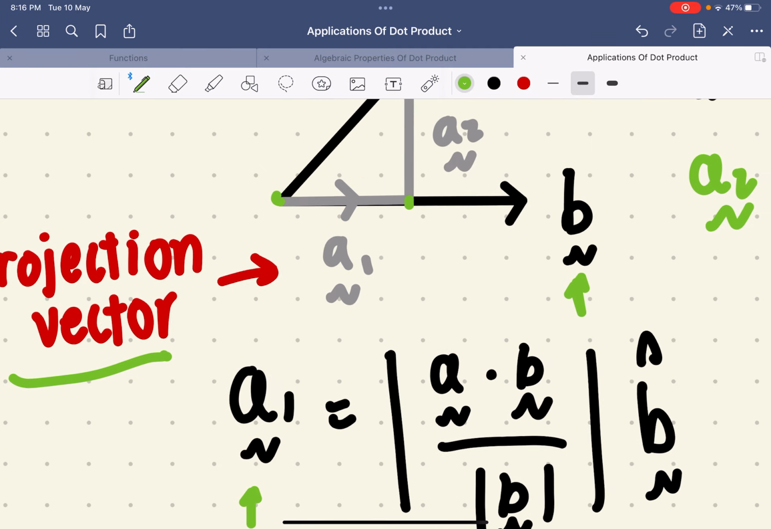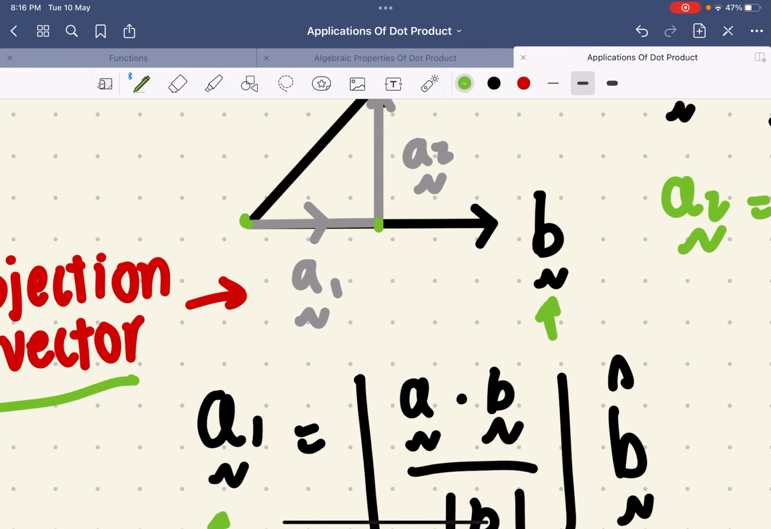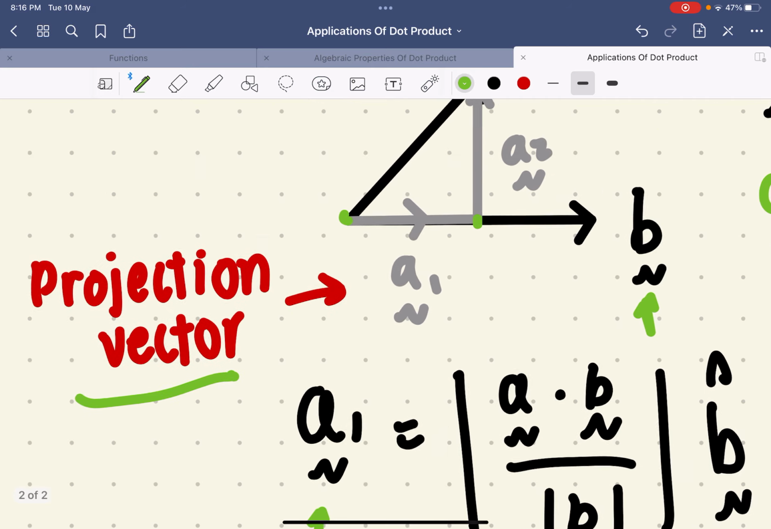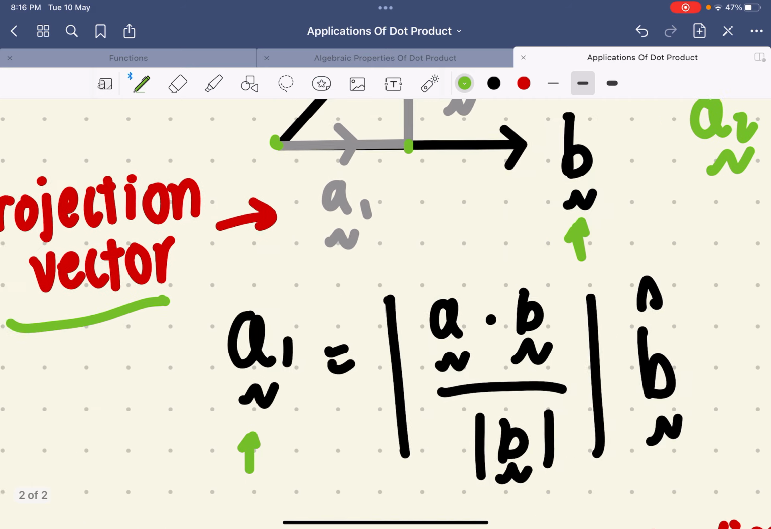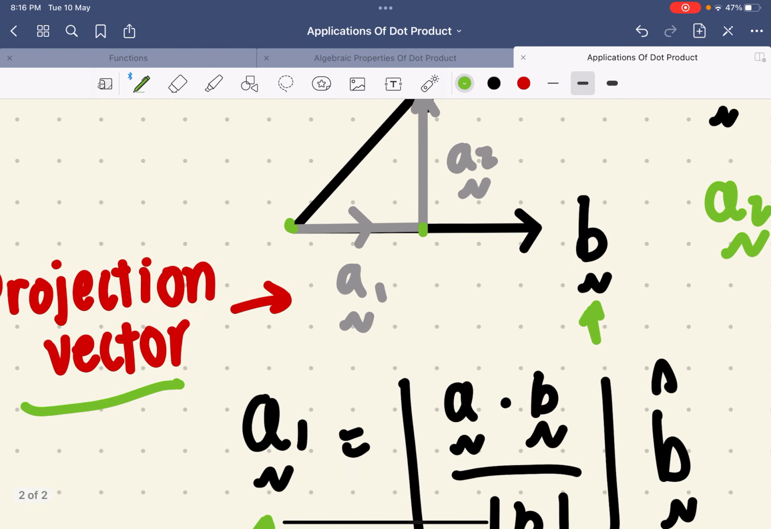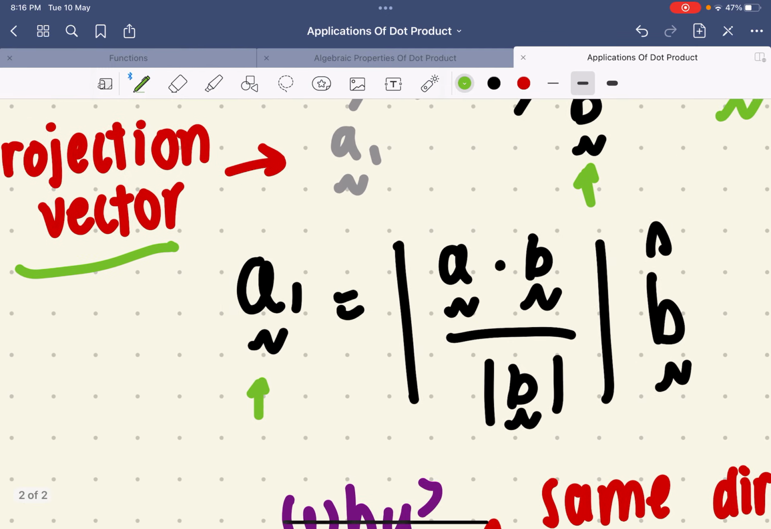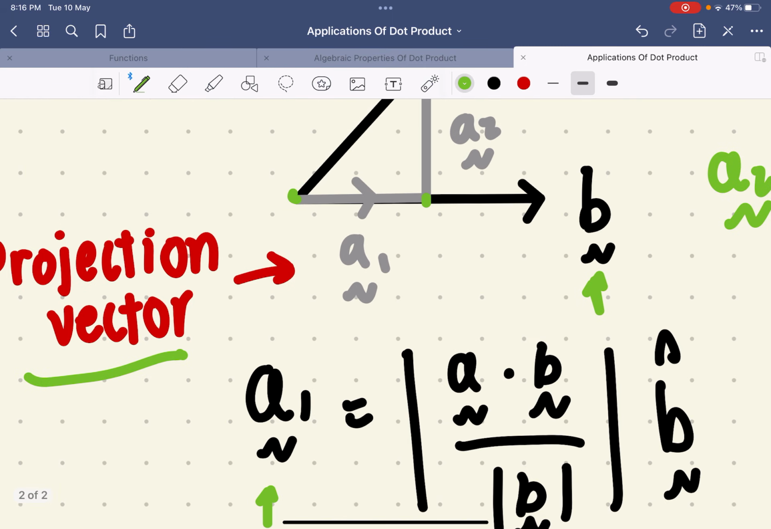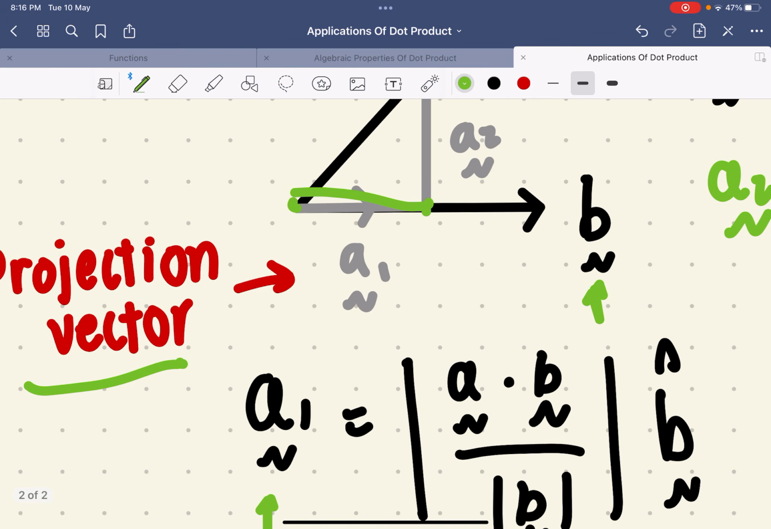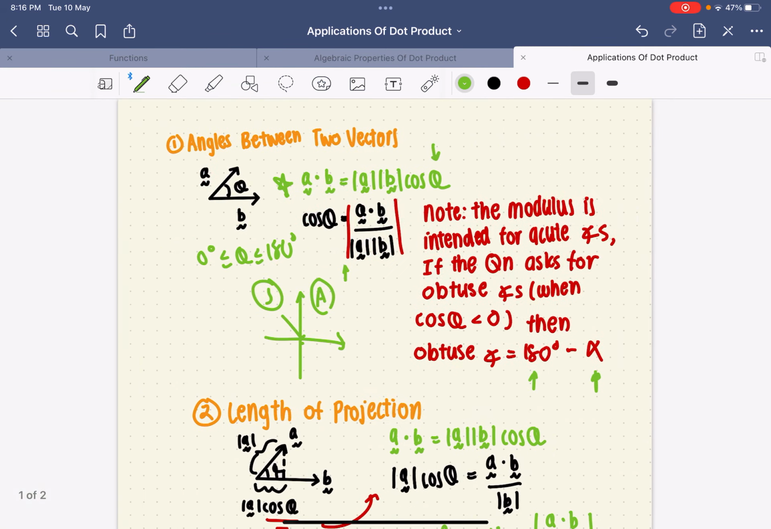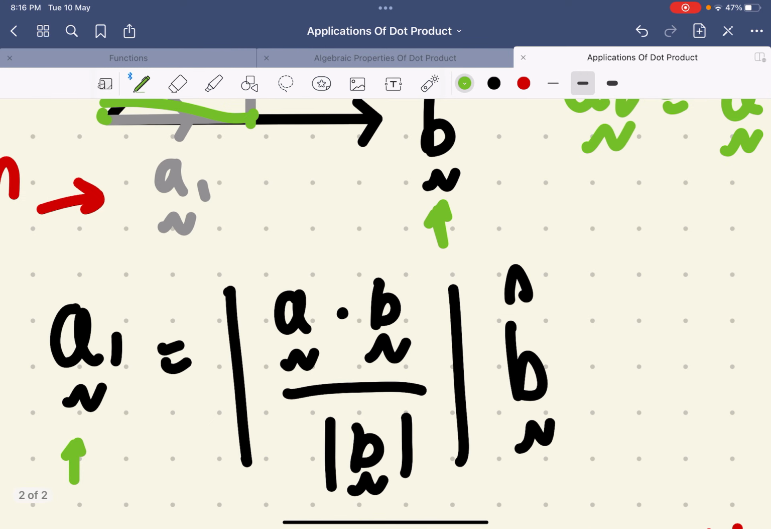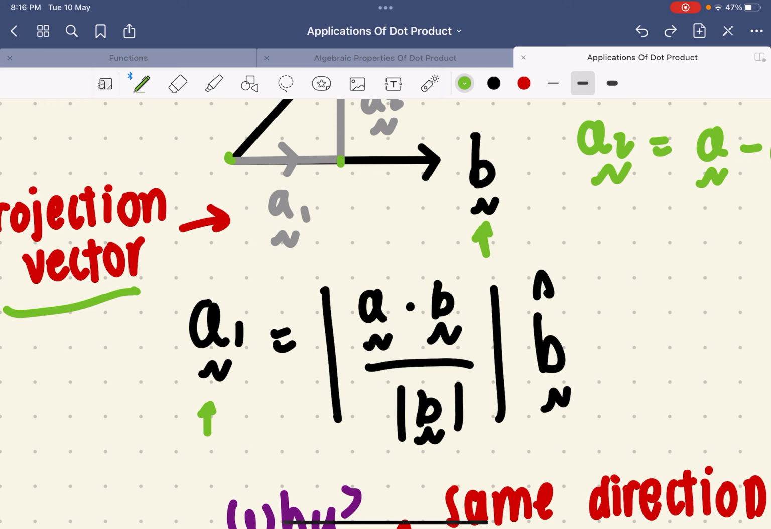We are given A, and we want to resolve. Now, what is parallel to A1? A1, which is the projection vector. Oh, B, simple. But we need to use the unit vector B. Then A1 has the same magnitude of A dot B over mod B. It's just this, it's the same. What is this? This is the length of projection. A1 is the length of projection. So it has the same magnitude. So, ta-da! You got something like that.